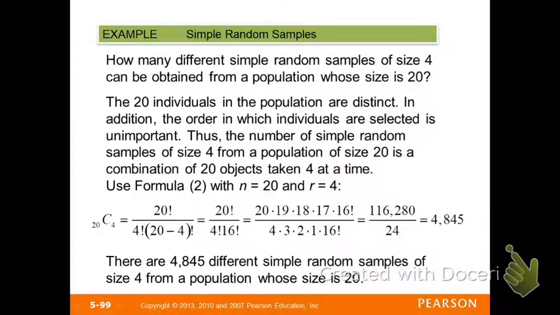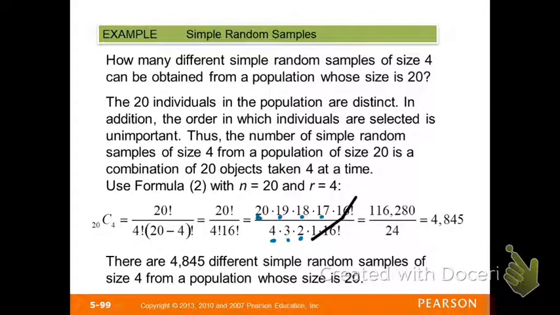All right, so using the formula, the combination of 20 things taken 4 at a time is 20 factorial over 4 factorial times 20 minus 4 factorial. And so we can see how the factorials will cancel themselves out. 20 factorial is 20 times 19 times 18 times 17 times 16 factorial, and then over 4 times 3 times 2 times 1 times 16 factorial. So the 16 factorials cancel out, and we are left with that.